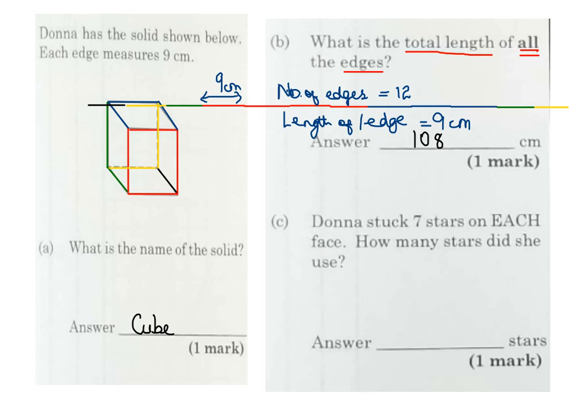So if she's sticking 7 stars on each face, right? 7 stars on each face. How many faces do we have in the cube? 6. How many stars on each face? They said 7. So total number of stars, because they're asking how many did she use. So the total number of stars, what do you think we should do? What do you think we should do to get the total number of stars used?